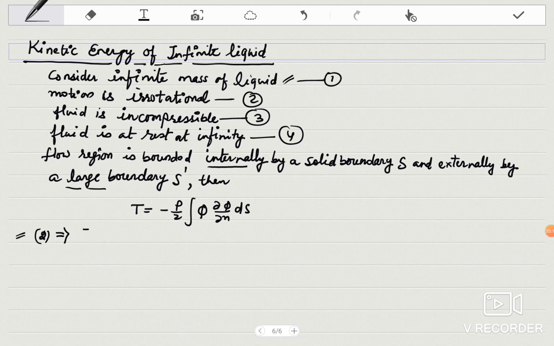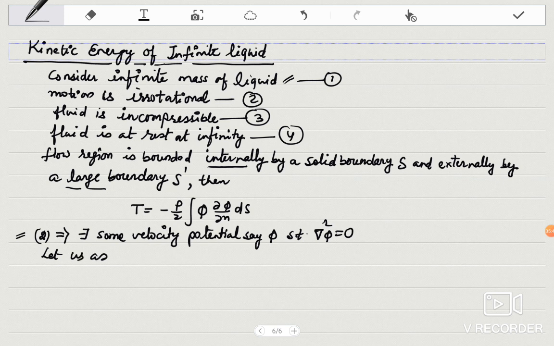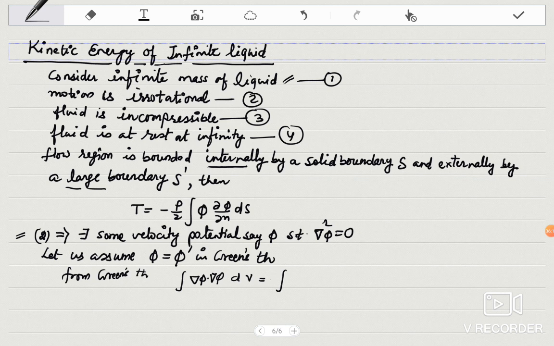I am writing the second one. Second implies there exists some velocity potential, because your flow is irrotational. So some velocity potential, say phi, such that delta 2 phi is equal to 0, and phi is single valued naturally. Now let us assume that phi and phi dash are same in Green's theorem. It simply means that there exists one type of irrotational motion. So phi and phi dash are same. Then from Green's theorem, integral of delta phi squared dv is equal to minus integral of phi delta n ds, because I have taken phi and phi dash to be same.